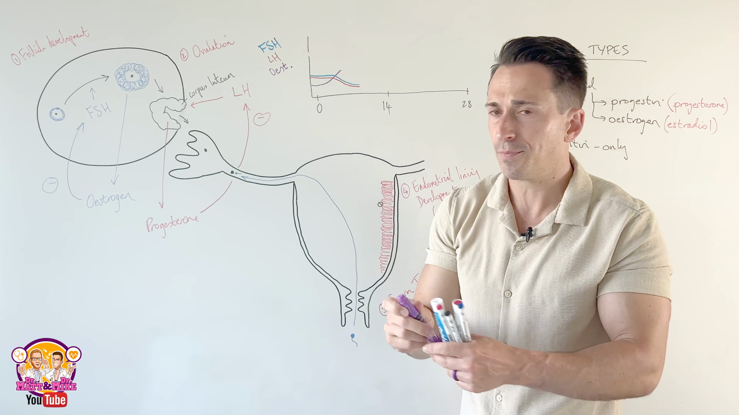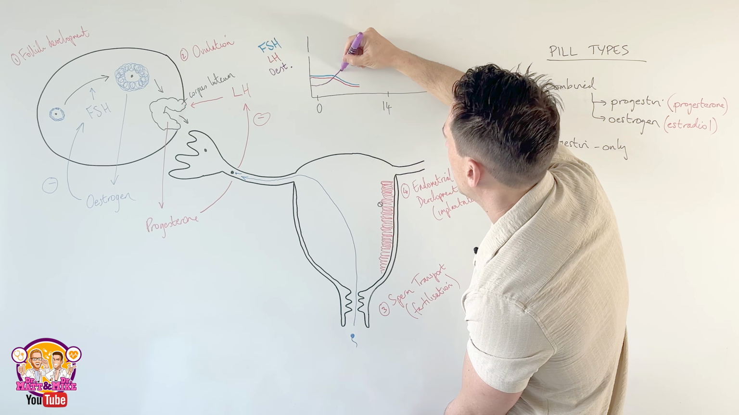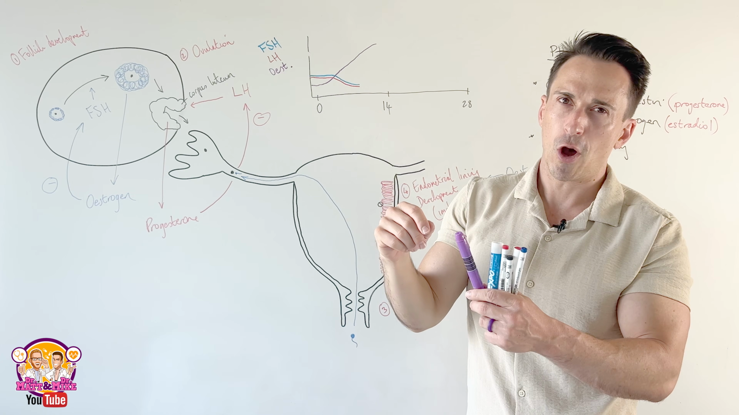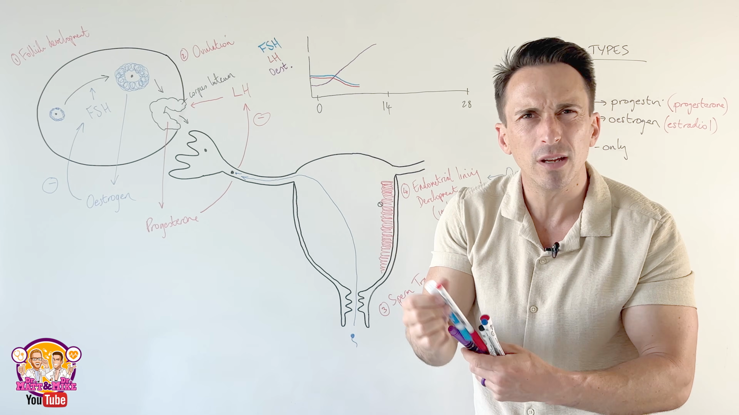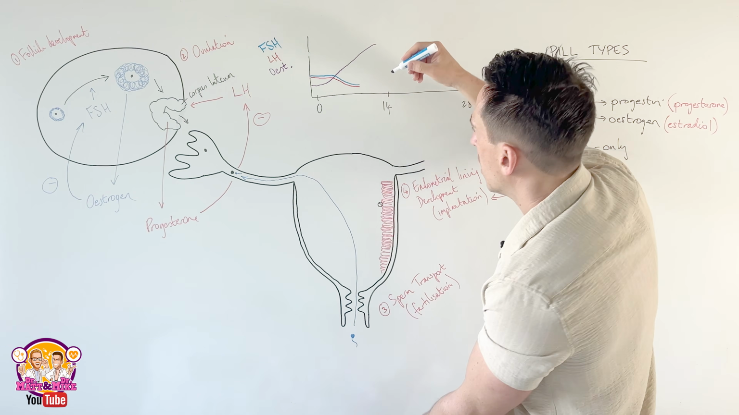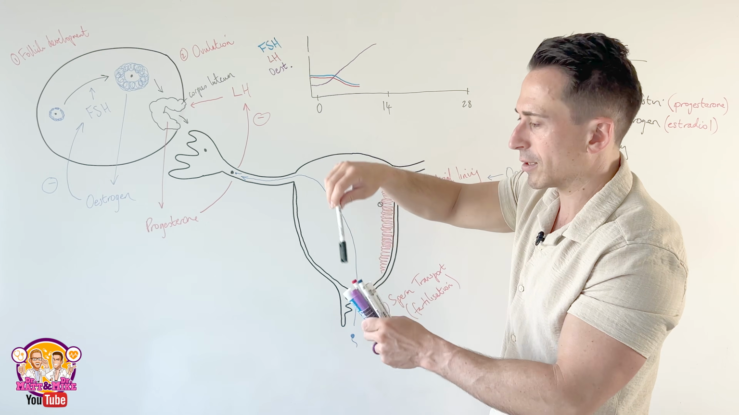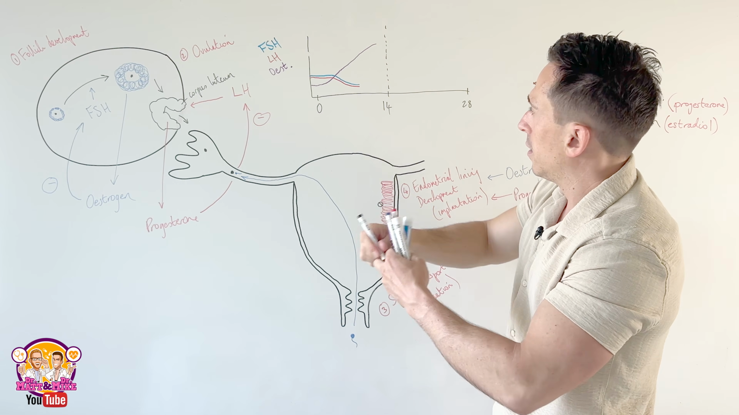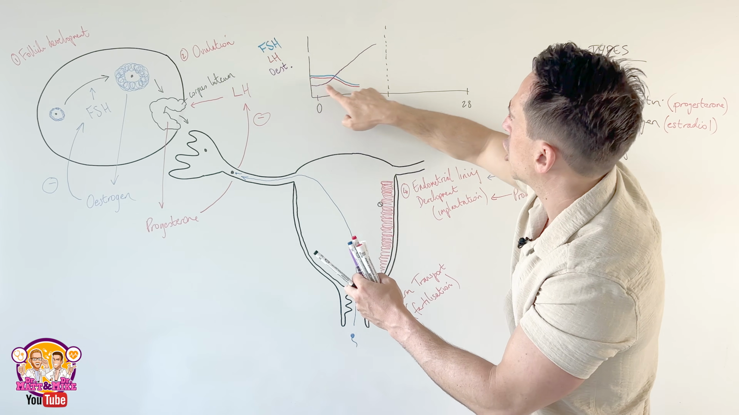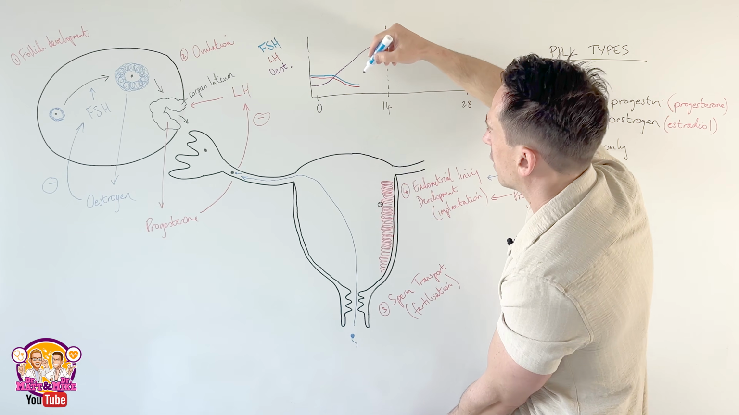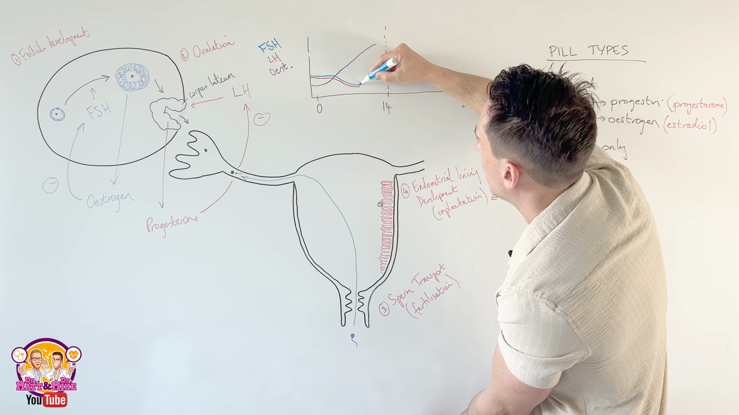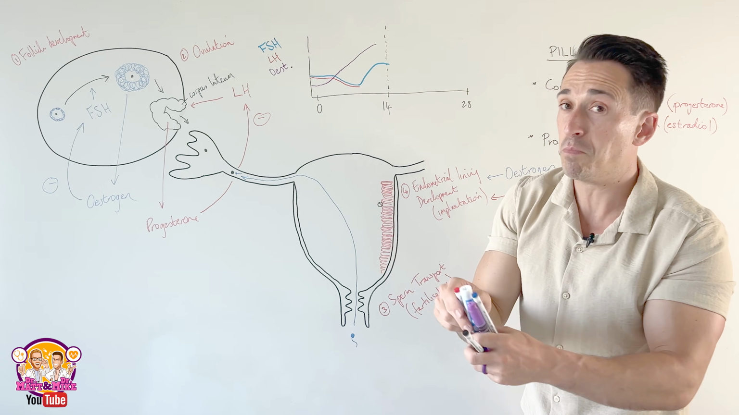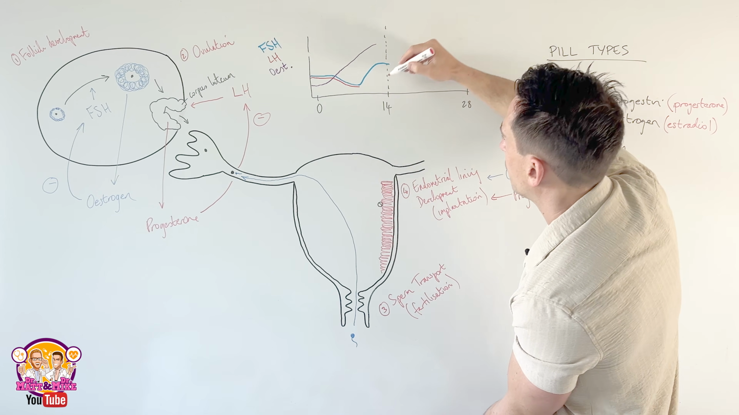For whatever reason, when estrogen levels get really high, they no longer have a negative effect on FSH and LH. It has a positive effect. It positively feeds back. So then, just before day 14, let's draw this up. As the estrogen levels go up, it no longer has a negative feedback effect. It has a positive one, and you get a spike in FSH and a big spike in LH.